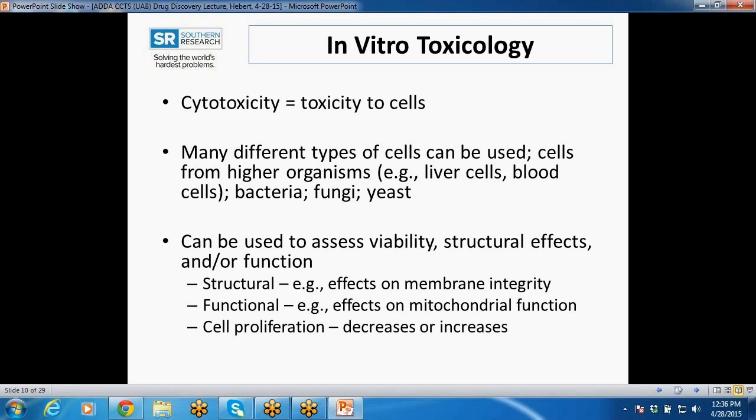If you're developing a drug that's going to be used for long-term administration, like a drug for treatment of diabetes that somebody's going to take every day for the rest of their life, you need to know what the long-term effects of that drug are going to be. And if a drug increases cell proliferation over the long term, that presents a high risk for carcinogenicity.